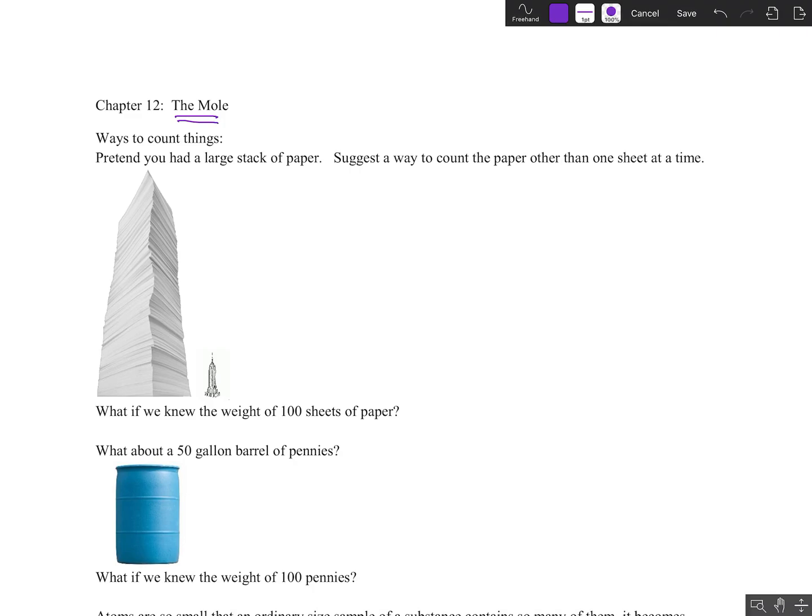It is not the brown furry creature that they talk about in biology that burrows underground. The mole concept is different in chemistry. Let me introduce it by talking about different ways I could count things.